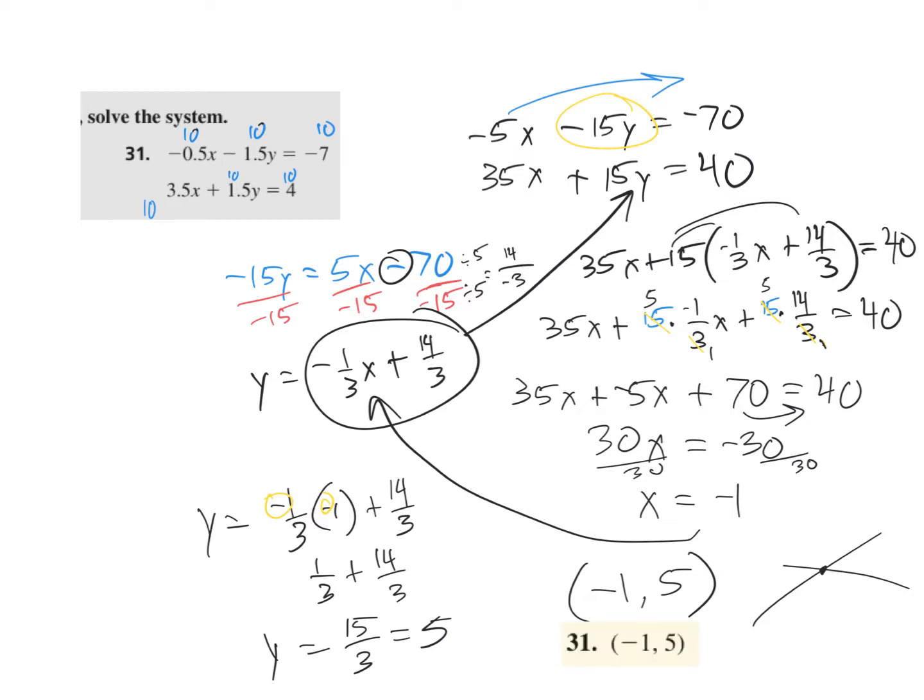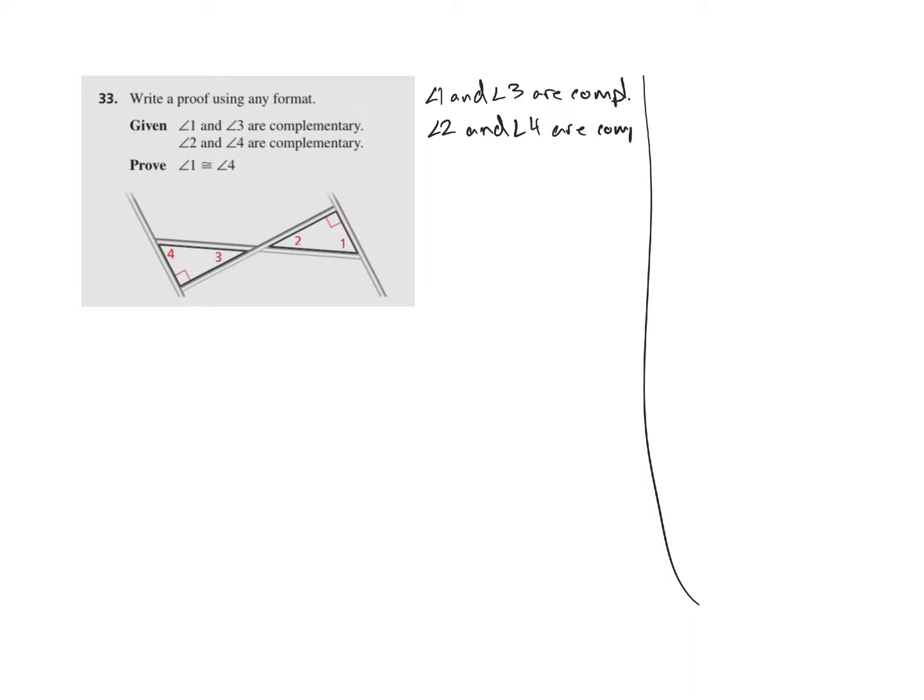And there it is. Last problem. A proof. Just a reminder, if you don't do this, you get a 0. I'm showing you how to do it, so all you have to do is copy it down. But I would suggest you figure this out. Angle 1 and angle 3 are complementary, and angle 2 and angle 4 are complementary. Those are given.